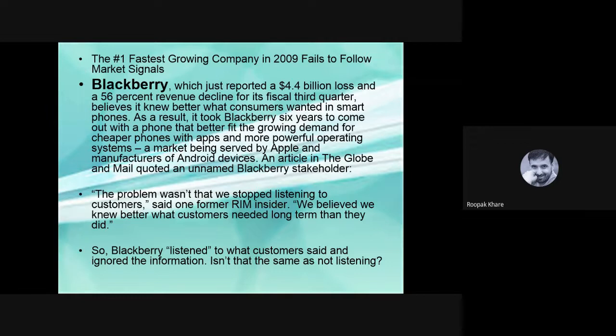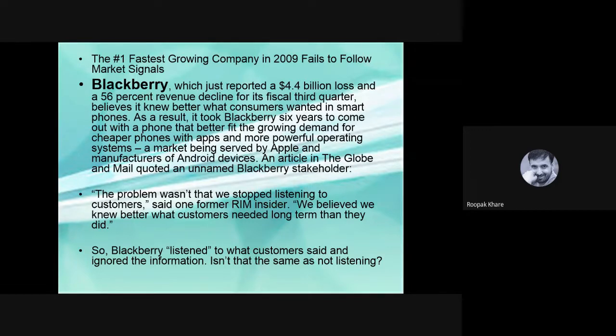But then BlackBerry again, they took 6 years to come out with a phone that would better fit the growing demand of cheaper phones with apps and more powerful operating systems. BlackBerry thought whatever they were making was good. They were receiving feedback from various sources, but they did not take it seriously, and as a result, BlackBerry failed badly. They were in debt of 4.4 billion, right?